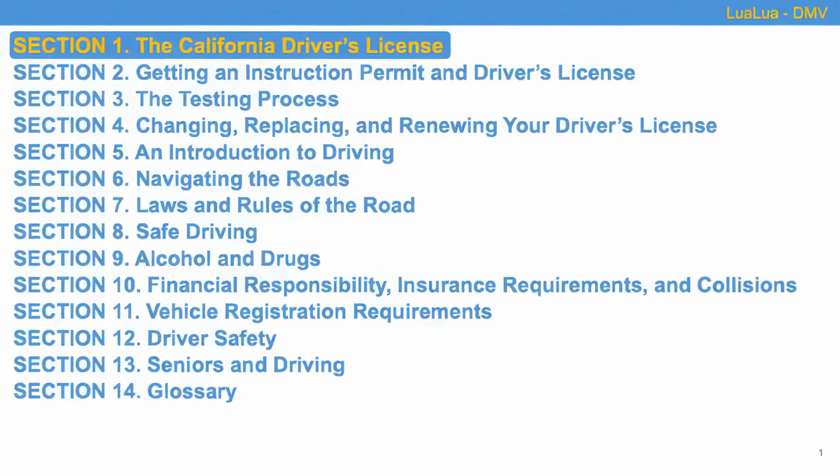Now, let's begin with Section 1, the California Driver's License. Section 1, the California Driver's License. A California driver's license allows you to drive on public roads. Before you can get a driver's license in California, you are required to pass the knowledge and behind-the-wheel drive tests based on information in this handbook.